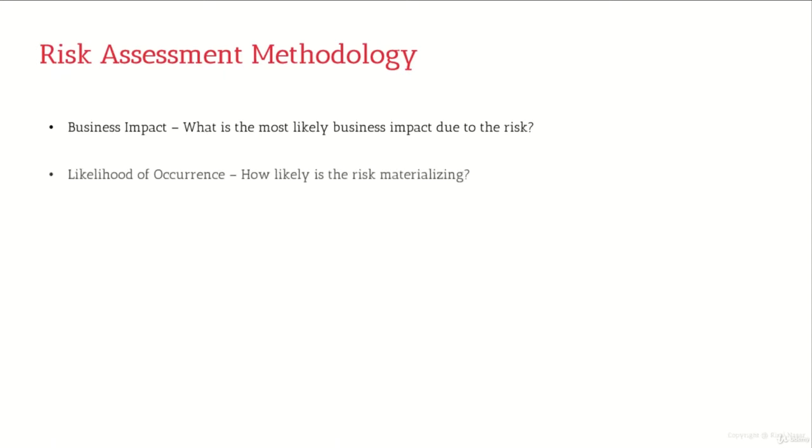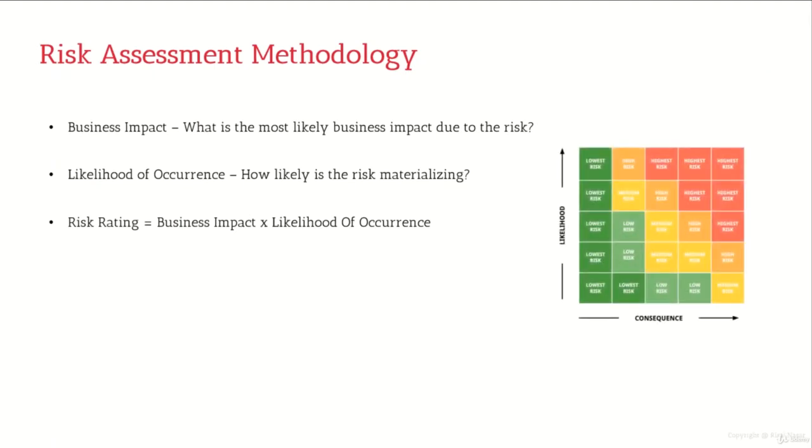The second factor is likelihood of occurrence. How likely is a particular risky situation actually coming true? Now, once we have these two factors figured out, the risk is calculated as the product of business impact and likelihood of occurrence. Organizations usually use a risk matrix where we have business impact along one axis and likelihood along the other axis to arrive at the risk rating.